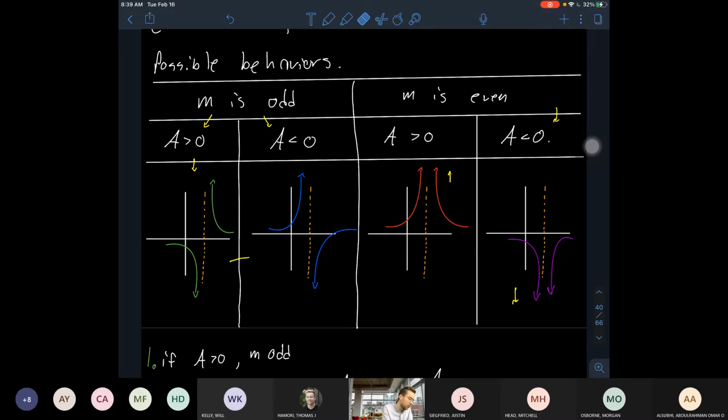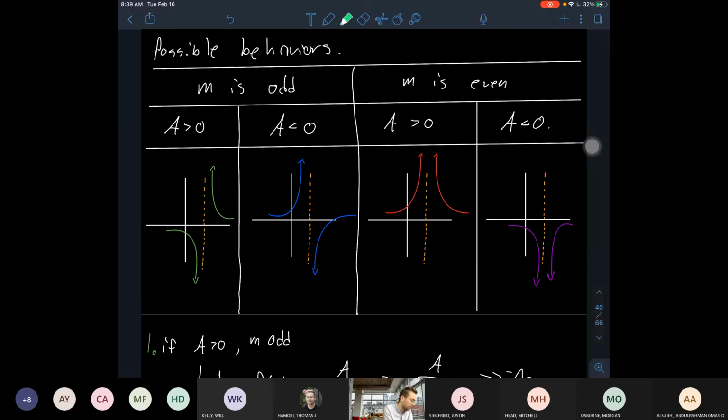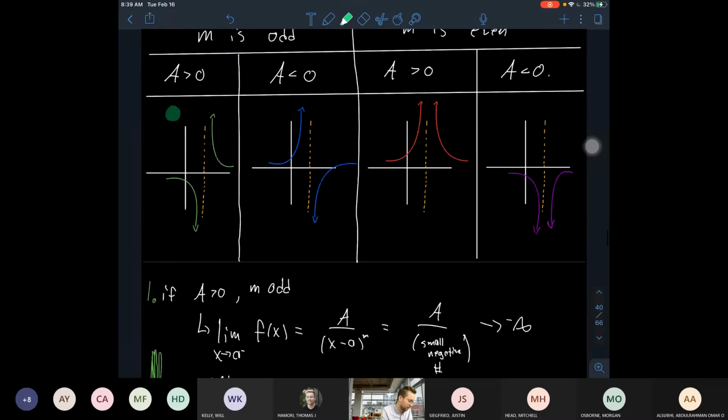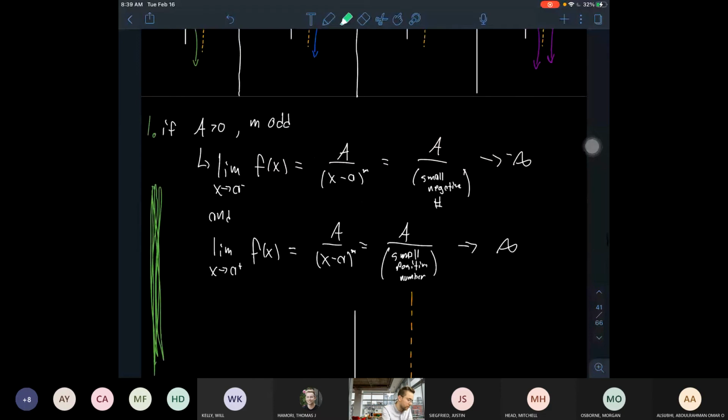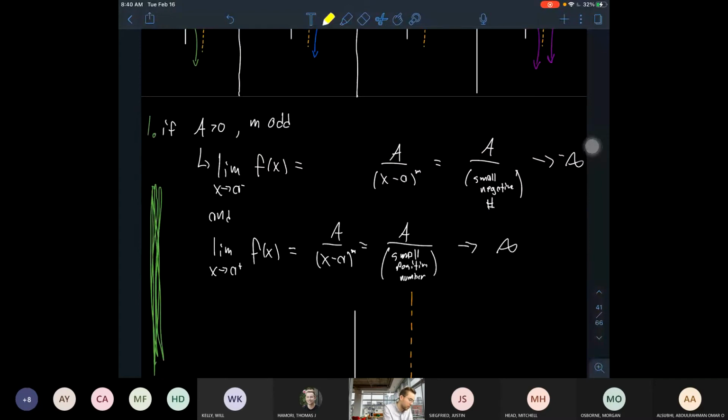So this is the reference table, and I'll spend a second explaining why this stuff happens, because I feel like maybe I could have done a better job of that last time. So let's just take this first scenario. We're going to take m is odd and a is larger than 0, so we're going to have this green behavior here. Let me explain why that happens. And I could even add something in here, which might make things even a little bit clearer.